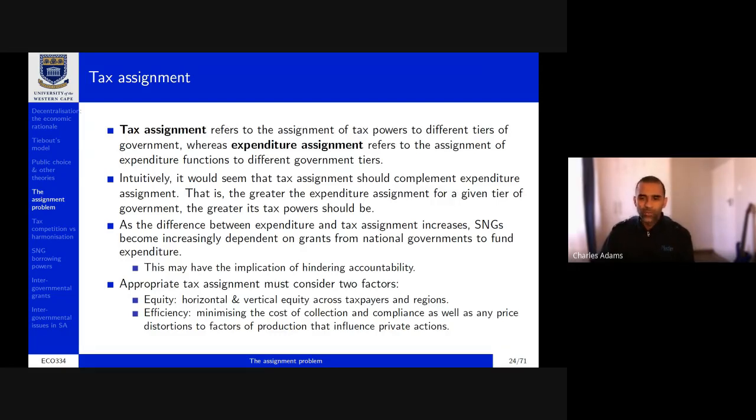And so, given the conditions of the benchmark model, you want to minimize any distortions that can be introduced by implementing a tax, right? Any economic distortions, as ever, could result in an inefficient allocation of goods and services.